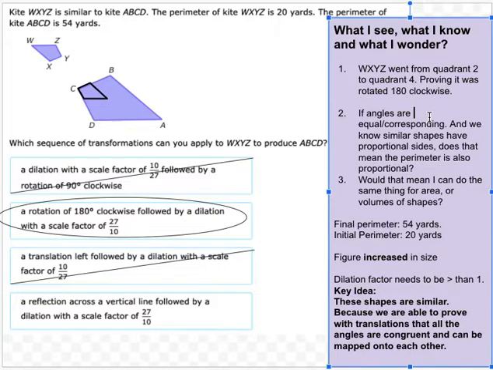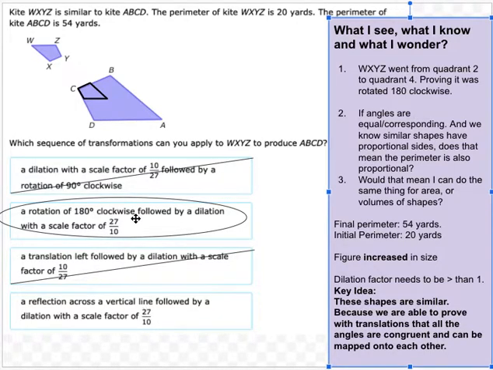of shapes. In this case, we have the final perimeter of 54 yards, the initial perimeter of 20 yards, and we know that our shape increased in size, which means that our R value, our scale factor, has to be greater than 1, which is why I was able to disqualify option A and option C, because our R scale factor here is less than 1. This is 10 over 27, which is less than 1.